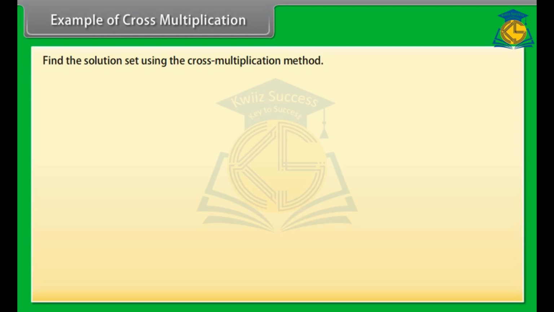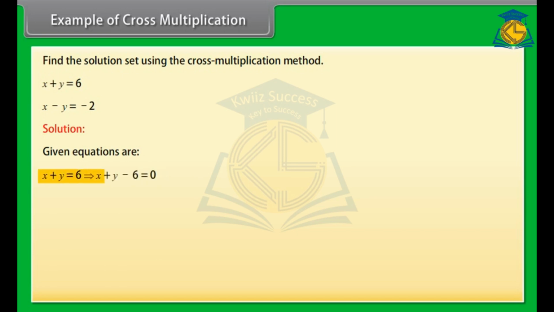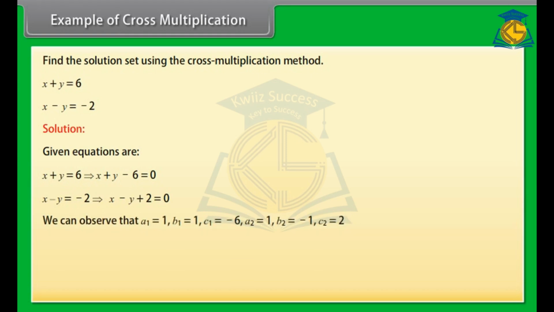Example of cross multiplication. Find the solution set using the cross multiplication method. x plus y is equal to 6. x minus y is equal to minus 2. Solution. Given equations are x plus y is equal to 6. It implies x plus y minus 6 is equal to 0. x minus y is equal to minus 2. It implies x minus y plus 2 is equal to 0. We can observe that a1 is equal to 1, b1 is equal to 1, c1 is equal to minus 6, a2 is equal to 1, b2 is equal to minus 1, c2 is equal to 2.